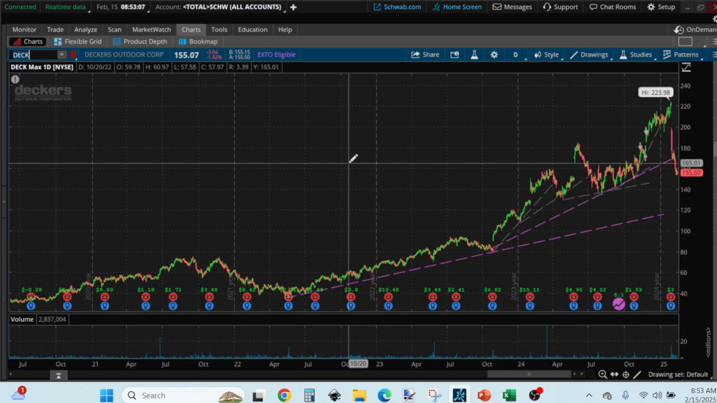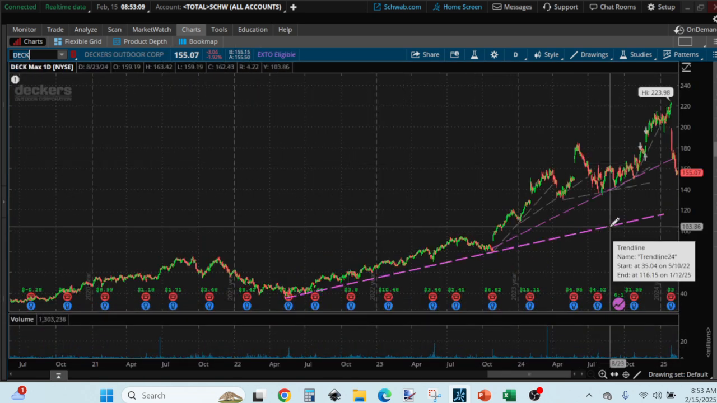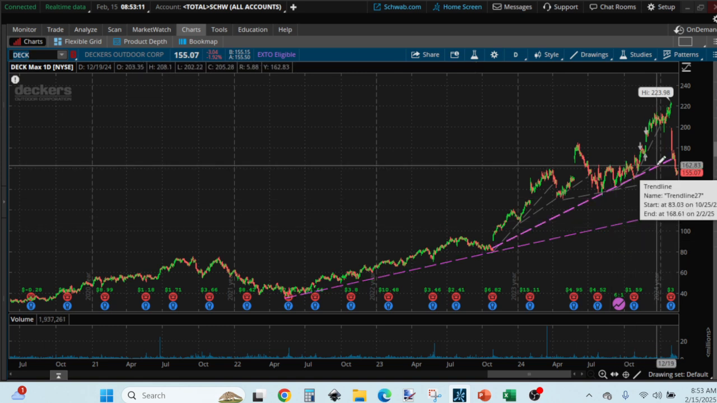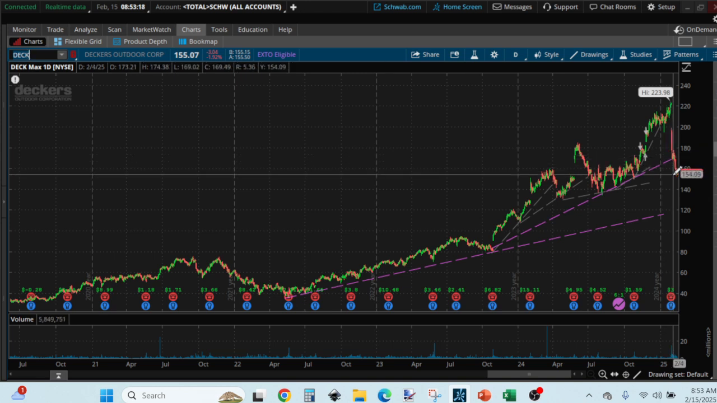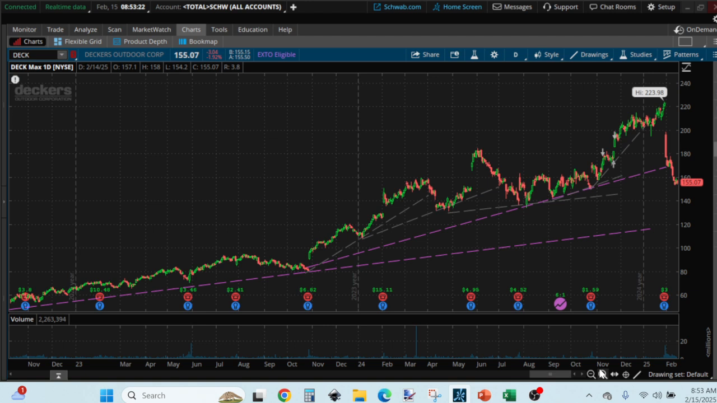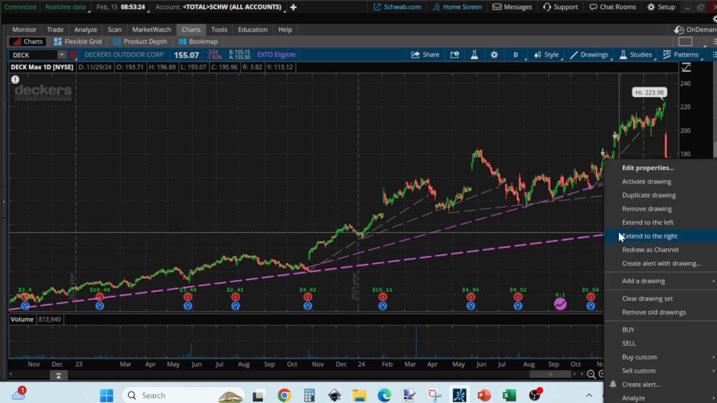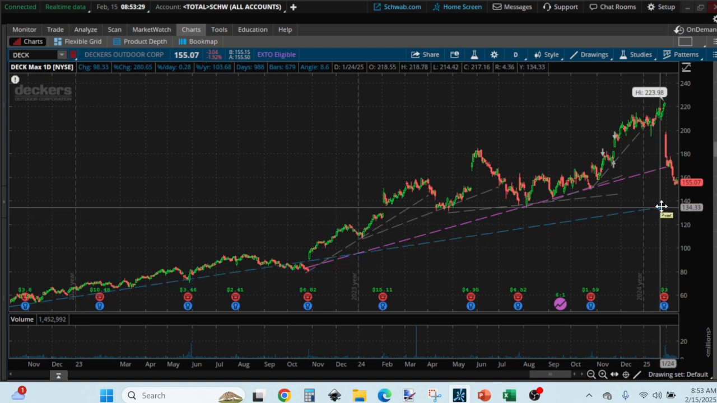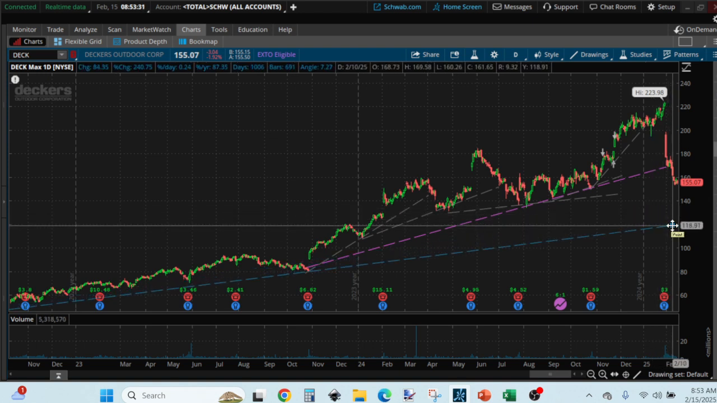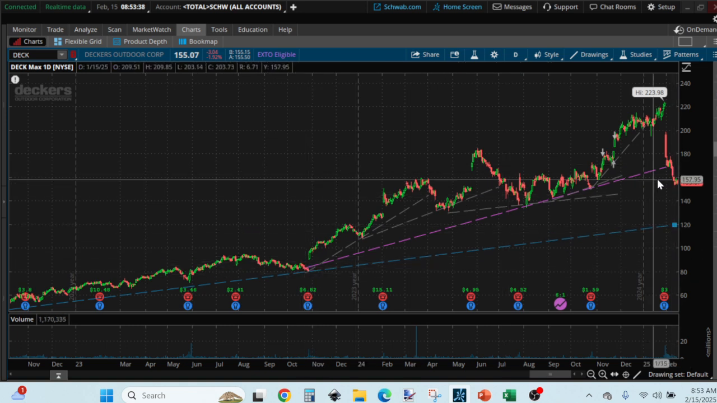Okay, so we have the long uptrend line that we like to buy on, and this one the stock fell to it and surpassed it. So we can activate this one so that we can make it a little bit longer since it's falling short. Keeping an eye on the low here that is touching.